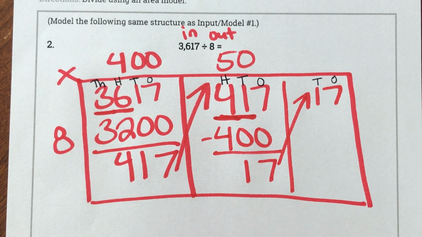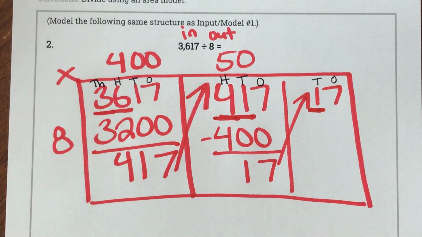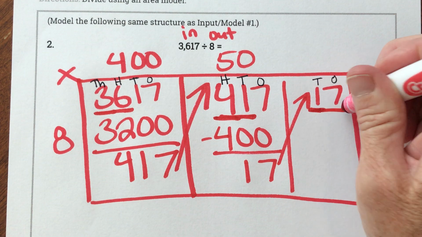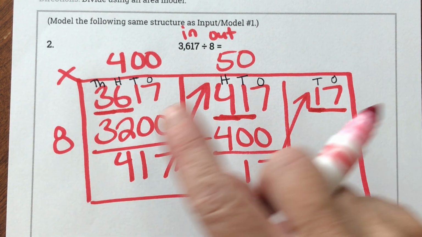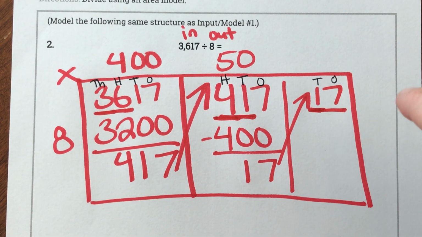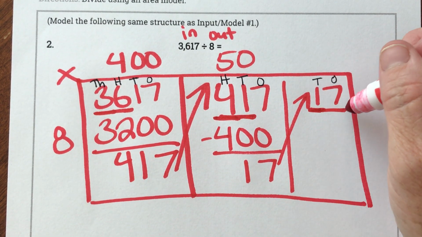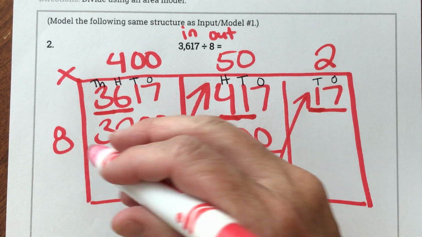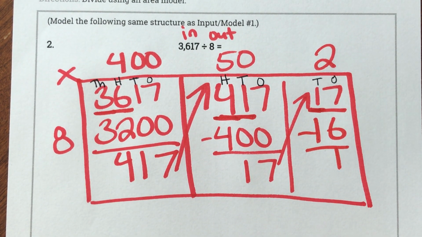Okay, 8 can fit into 1. Nope, not at all. 8 can fit into 17 6 times. I'm sorry, 2 times. So 8 times 2 is 16, so it's 2 times, and since I'm in the ones place value, it's 2 ones, which is just 2. Okay, so 2 times 8 is 16, and look what I have left over.